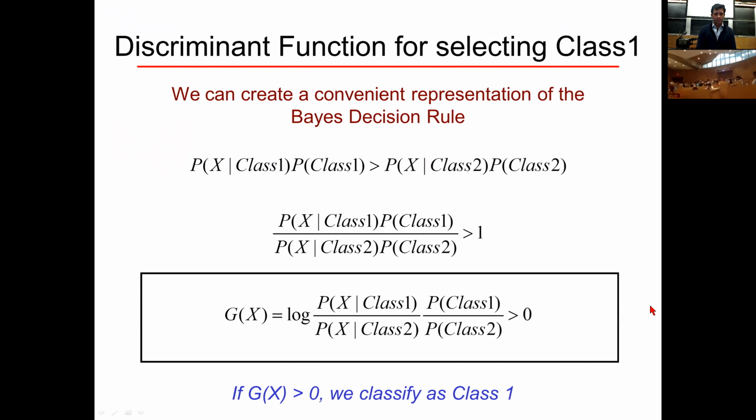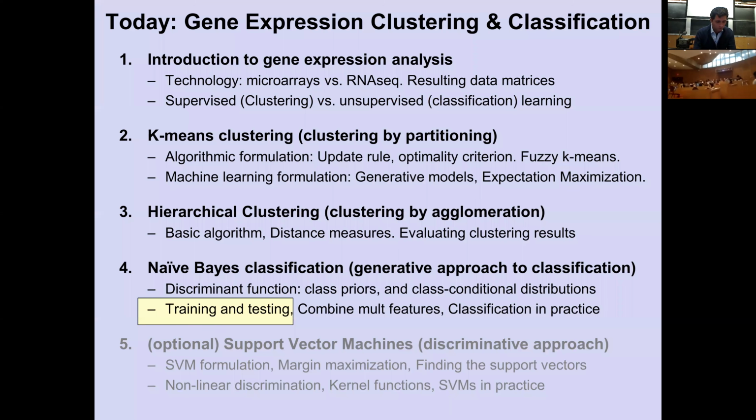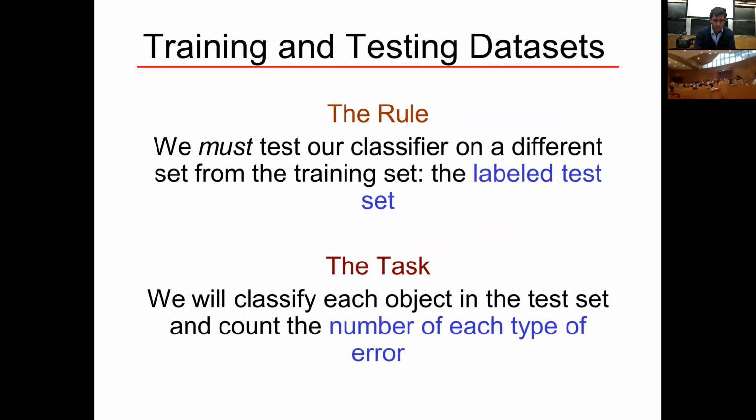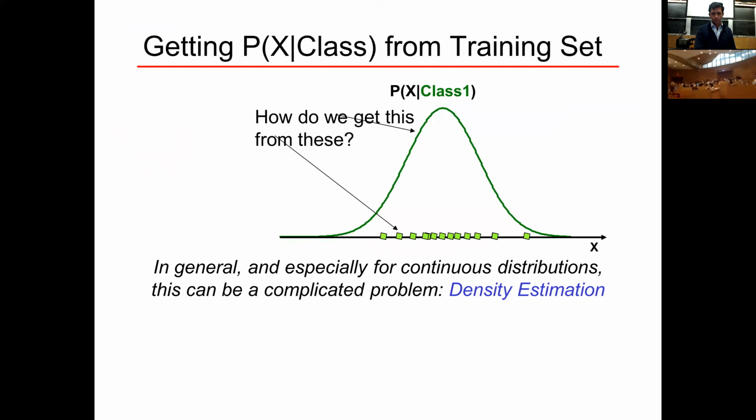Sounds good? So that gives us a discriminant function. It's a single function g of x that I can compute for my data, and if that function is positive, I classify as class 1, and class 2 otherwise. Okay? So now I can train my model using a labeled training set, and then classify each object in the test set and count the number of each type.